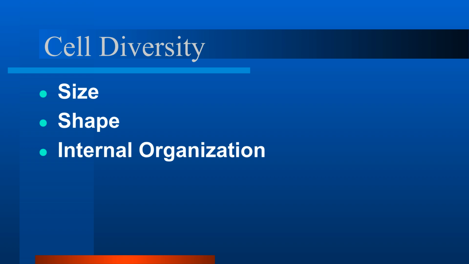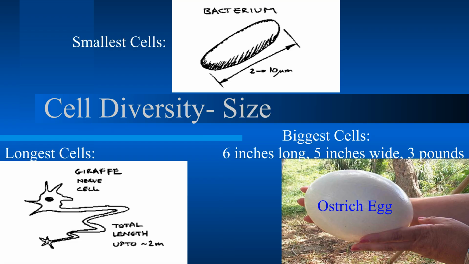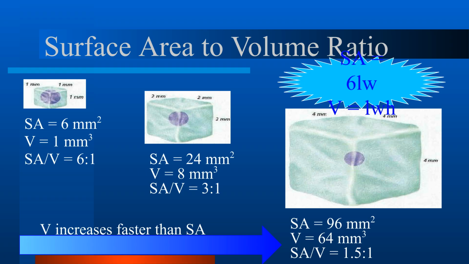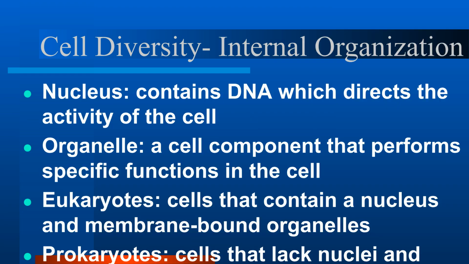Cell diversity is categorized by size, shape, and internal organization. Cells vary greatly in size. The biggest known cell is the ostrich egg. Cells also vary greatly in length and overall size. The surface area to volume ratio is crucial for cells. As cell volume increases, the surface area increases at a slower rate, which limits cell size. Cell shapes also differ widely, though most cells are roughly cuboidal or spherical. Cells are diverse in internal organization.